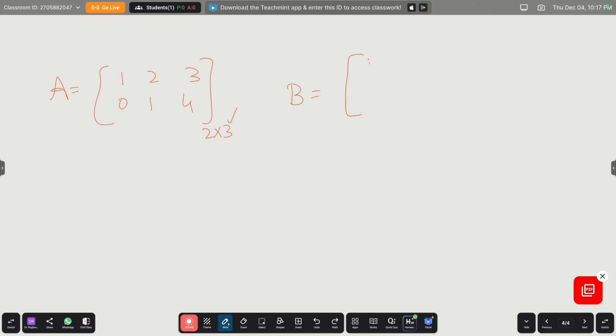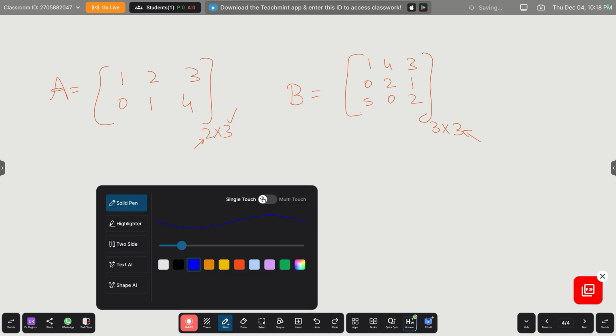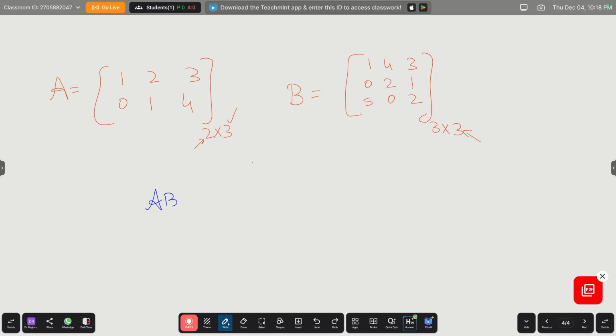Then only the matrix multiplication is possible. Say I have B as 1, 4, 3, 0, 2, 1, 5, 0 and 2. So if these two are the matrices to be multiplied and B is 3 cross 3, definitely the resultant matrix will have 2 rows and 3 columns. So how to calculate the elements of the resultant matrix? Suppose A into B is equal to C. This is the resultant matrix.